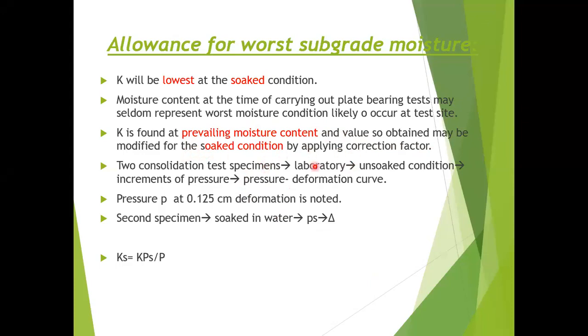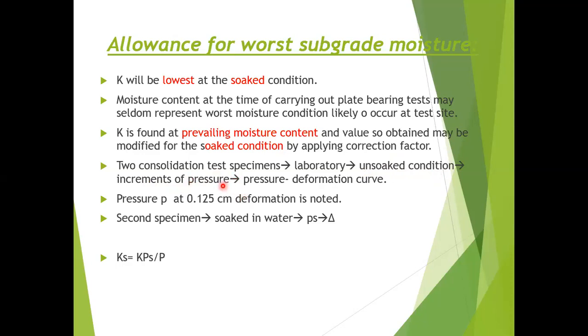This is the first concept, and later you apply the correction factor. Here two consolidated test specimens are prepared. One is in the laboratory, where you prepare for an unsoaked condition, and you apply increments of pressure. Just now I told you the pressure may be applied in the form of settlement: 0.25 mm, next 0.5 mm, next 0.75 mm. Like that you apply the incremental pressure.